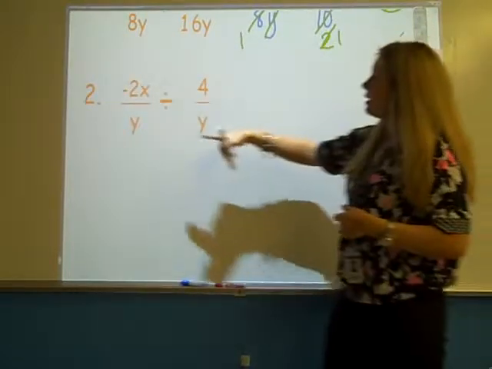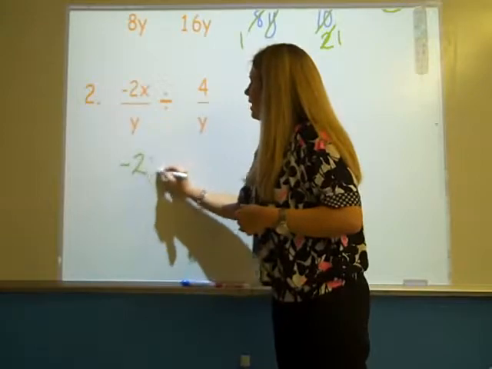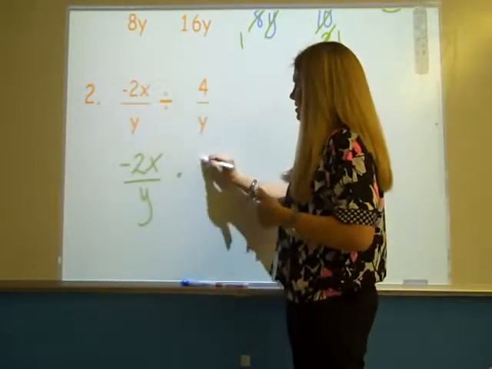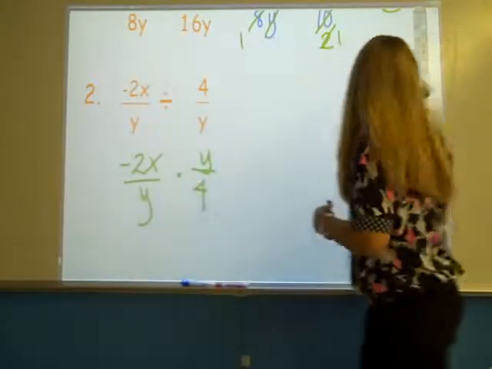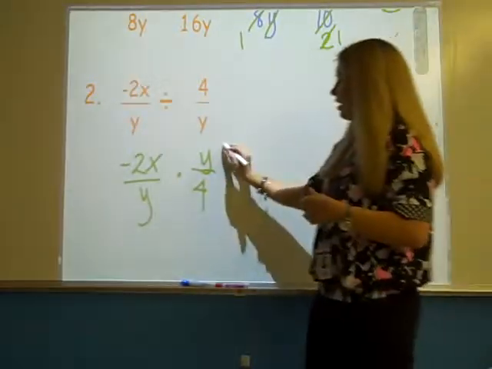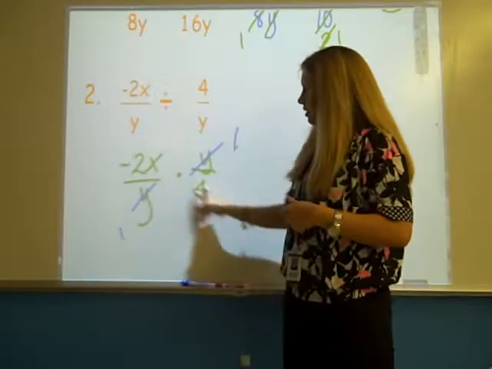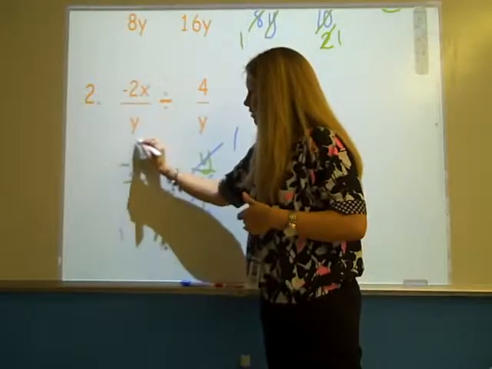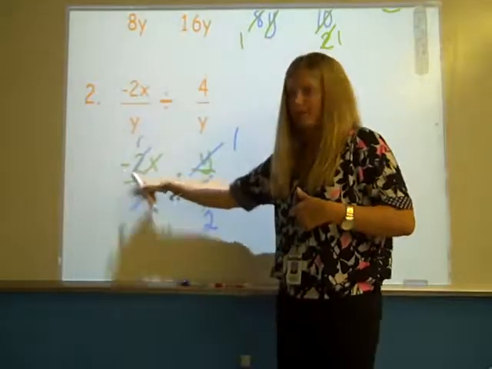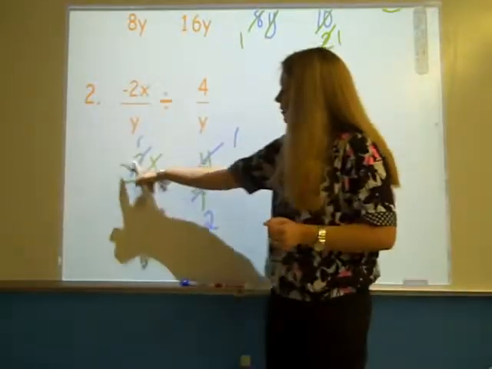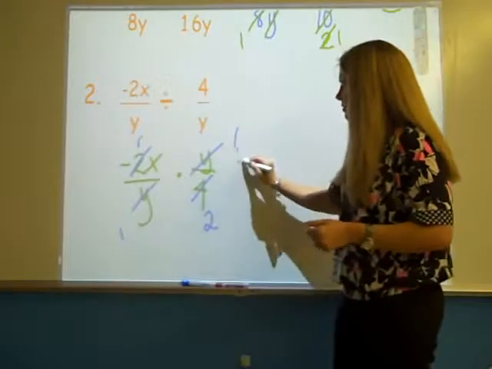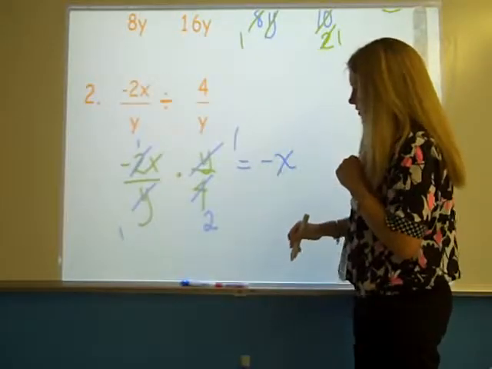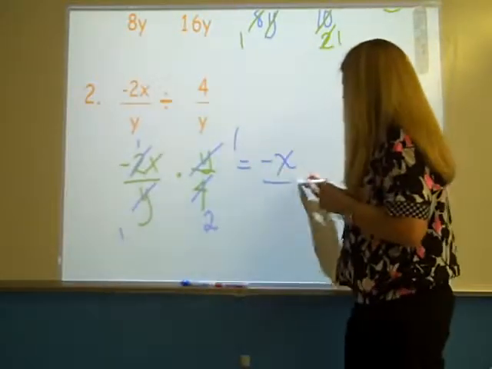Okay, this problem. Negative 2x over y. Keep the first fraction, change it to multiplication, flip the second fraction, y over 4. The two y's can cancel each other out. Y and y become 1 and 1. The 4 and the 2 can cancel each other out, become 2. And this will be a negative 1, so I'll just put a 1 there. Don't forget about that negative, though. On the top, I have a negative, a 1x, and a 1. Negative x. Don't write negative 1x. Just negative x over 1 times 2, 2.